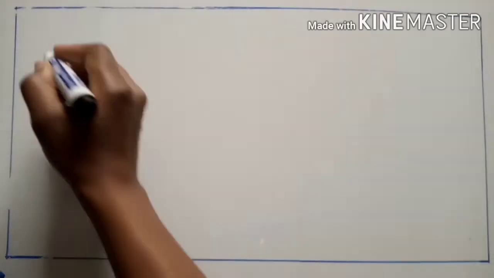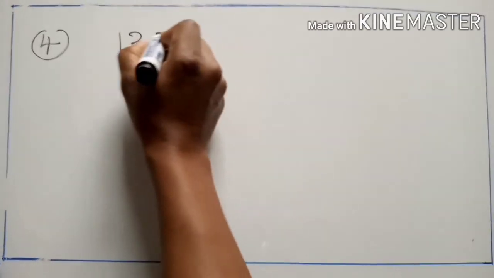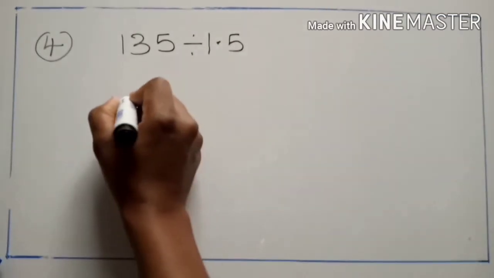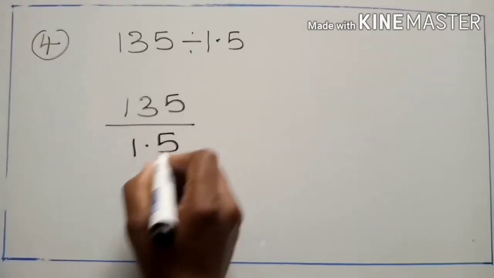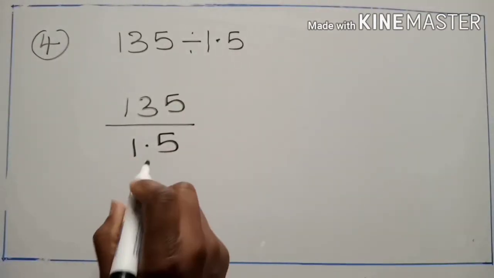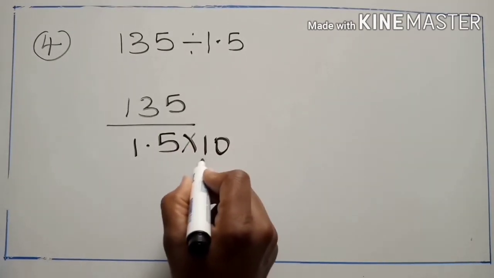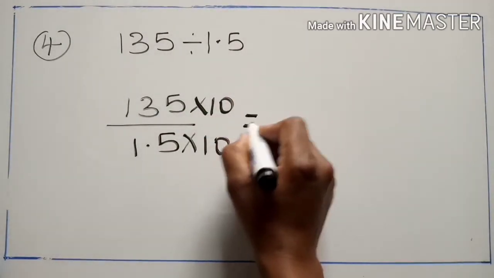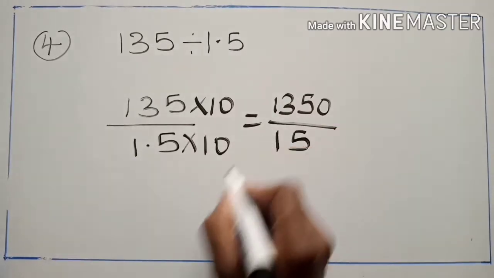On to our fourth example. Our fourth example, we will take 135 divided by 1.5. Again, let's arrange this in an easier way, a fraction, so that to remove this point, we will say times 10. Because we've multiplied by 10 here, we also have to multiply by 10 in the numerator, so that we have 1350 over 15.